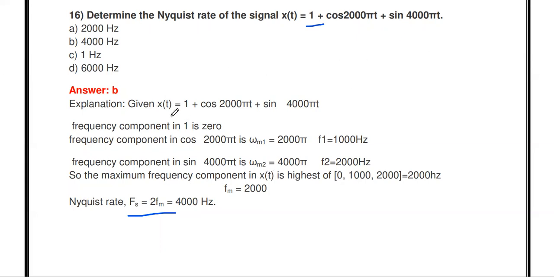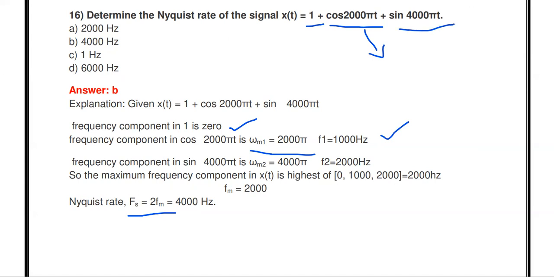Okay, so first you note down, 1 is nothing but a DC signal. So for a DC signal, the frequency component is 0. Okay, next we have to find the frequency of this cosine signal. For cos 2000 pi t, you just compare this cosine signal with the standard cosine expression. So omega m1, the radian frequency, equals 2000 pi. What is omega? 2 pi f1. If you compare this, we get the frequency of this signal: this component is 1000 hertz.